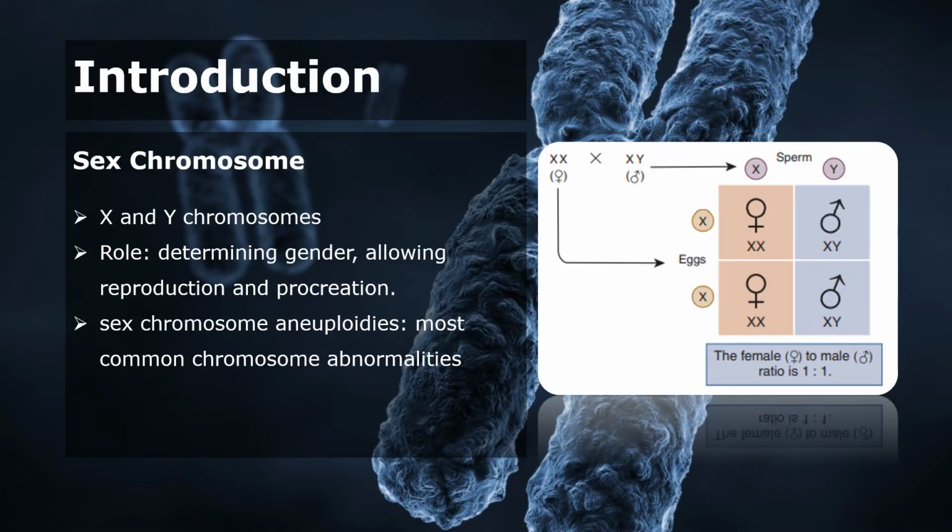So, sex chromosomes. They are an important pair of chromosomes, of course. They have the role in determining gender, allowing reproduction as well as procreation, okay? Sex chromosome aneuploidies are the most common chromosome abnormalities seen in infants, children, as well as adults, okay? Here, let's focus our attention on this picture.